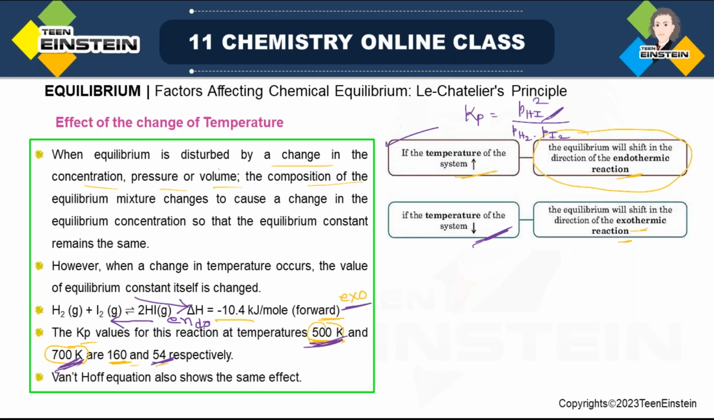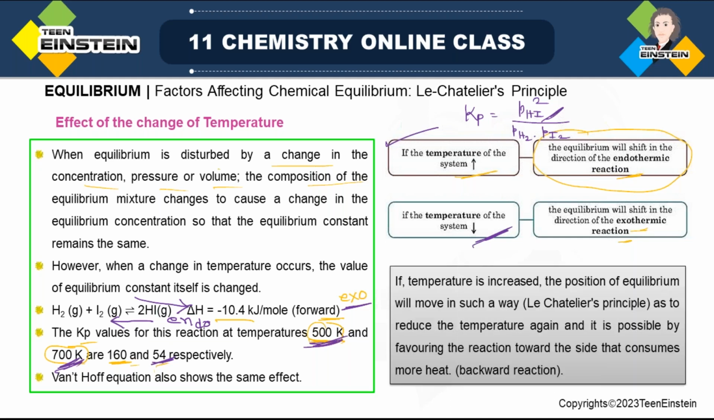And the Van't Hoff equation also shows the same effect. Now if we talk in terms of Le Chatelier's principle, then also we will obviously reach the same conclusion. If temperature is increased, the position of equilibrium will move in such a way, which is basically Le Chatelier's principle. If we bring some external disturbance to the system which has already reached equilibrium, it will try to readjust itself.